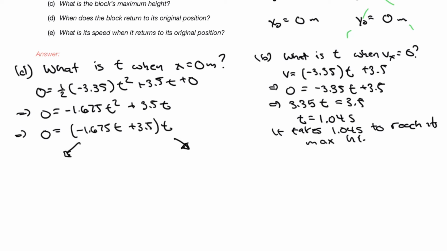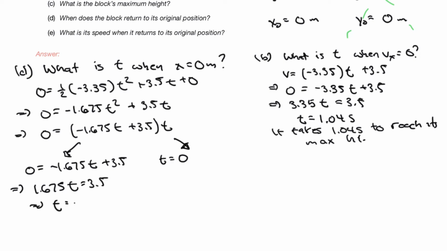The first solution is when t equals 0, which makes sense. It was at its original position to begin with. But the second solution is the one that we're more interested in. So we can go ahead and write that down, solve it, and we find that t is equal to 2.09 seconds. And so ultimately the block returns after 2.09 seconds.